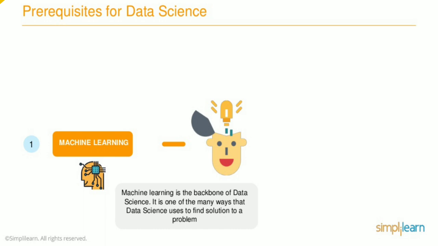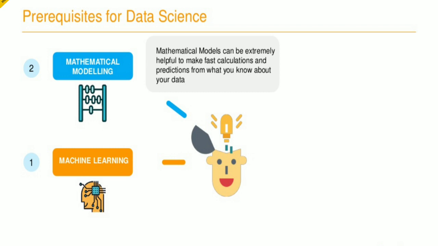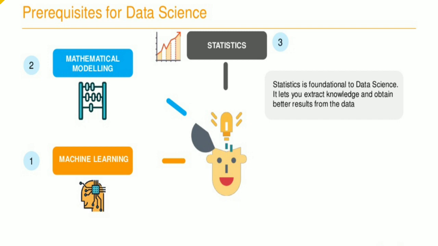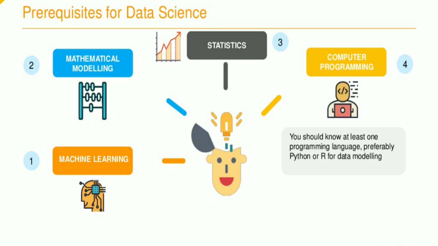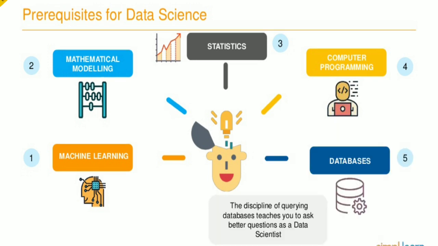Now, what are the prerequisites of data science? First is machine learning. Machine learning is the backbone of data science. It is one of the many ways that data science uses to find solutions to a problem. Second is mathematical modeling. Mathematical modeling can be extremely helpful to make fast calculations and predictions from what you know about your data. Next is statistics. Statistics is foundational to data science. It lets you extract knowledge and obtain better results from the data. Fourth is computer programming. You should know at least one programming language, preferably Python or R for data modeling. Next is databases. The discipline of querying databases teaches you to ask better questions as a data scientist.